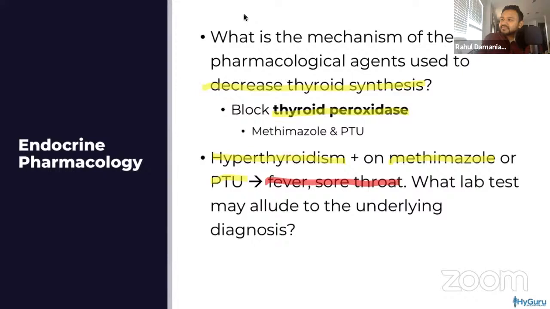All right. We have a lot of people saying CBC or neutropenia, and you're absolutely correct. You want to understand that both methimazole and propylthiouracil are going to cause neutropenia. And thus, if the patient presents with fever and sore throat, that's a very concerning sign that there may be some sort of opportunistic infection that is related to the fact that methimazole and PTU decrease your immune fighting cells.